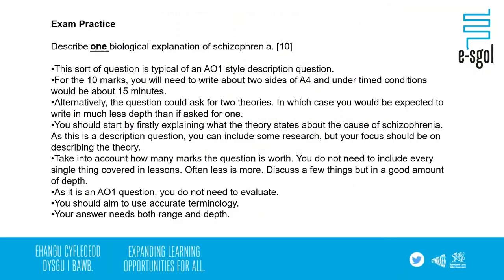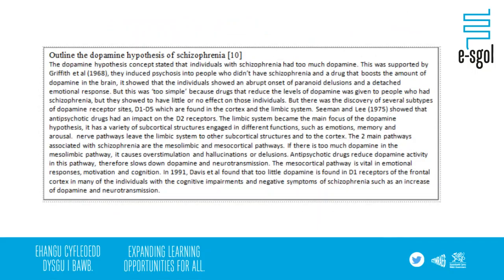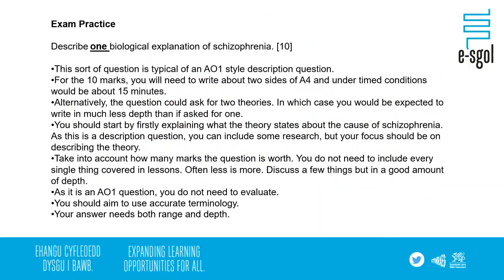Next type of question that I want to go through is a biological explanation of schizophrenia. And I've got two more: one really strong example, one slightly weaker example. I'm going to do the exact same thing again, but this time for that biological explanation.